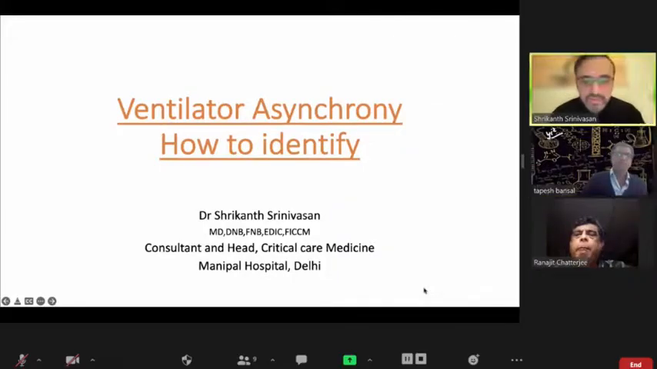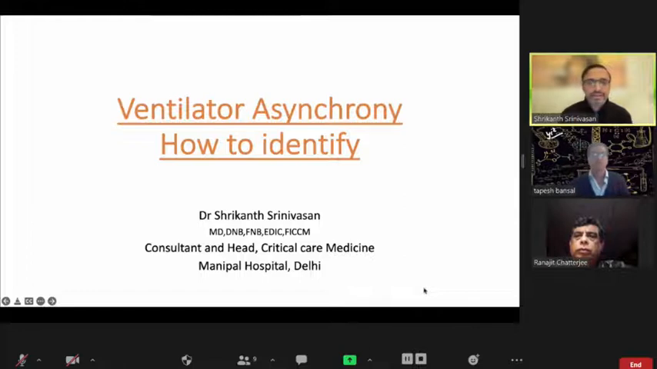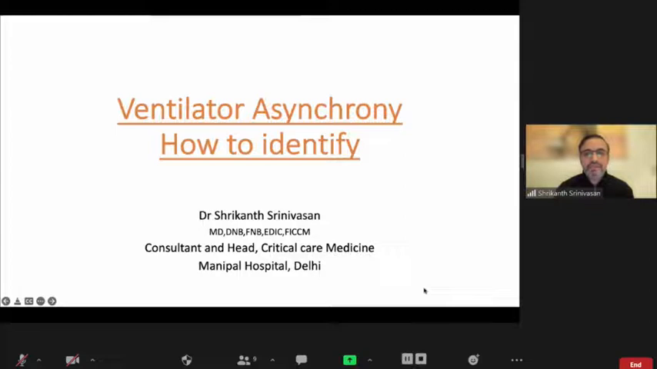So I will be focusing only on ventilator asynchrony. I believe that people who are listening to this already have a basic background idea of waveform analysis, how the waves, the scalars, and the loops look. I'll be focusing on the more practical aspect of how to identify asynchrony at the bedside. So it's in a sense a more advanced version of how to interpret your loops and scalars.